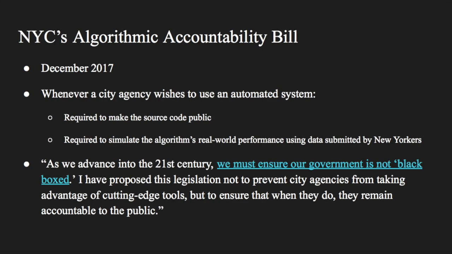Excitingly, in December 2017, New York City passed an algorithm accountability bill requiring any city agency that wants to use automated technology to make their source code public, as well as use data submitted by New Yorkers to train their algorithms. This is a huge step in making sure current technology remains accountable and accessible to the public.